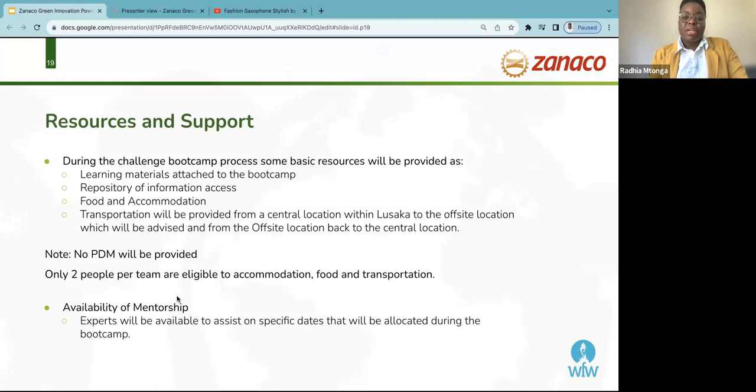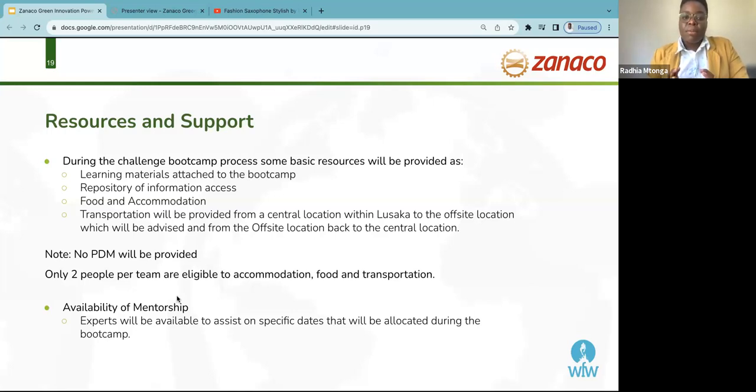Transportation will also be provided from a central location within Lusaka to the offsite location. And the offsite location will be advised to the 10 people who are selected. In their onboarding pack, they will receive these details.